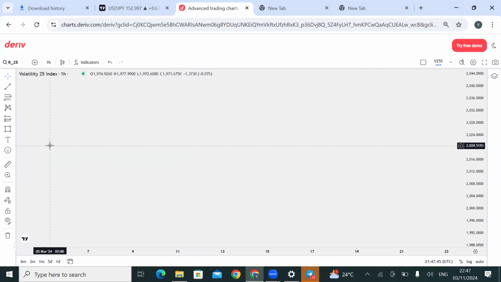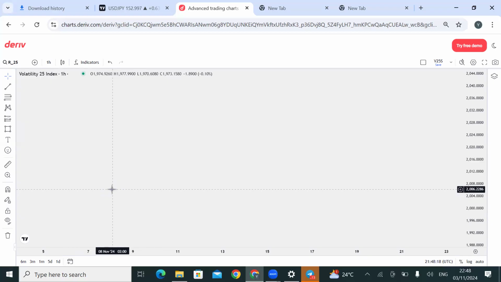So again, we have three types of basic market structure. We have the uptrend, the downtrend, and the consolidation. An uptrend is simply when the market is trading in an upward direction, making higher highs and higher lows. That's an uptrend. While a downtrend is when the market is trending in a downward direction.